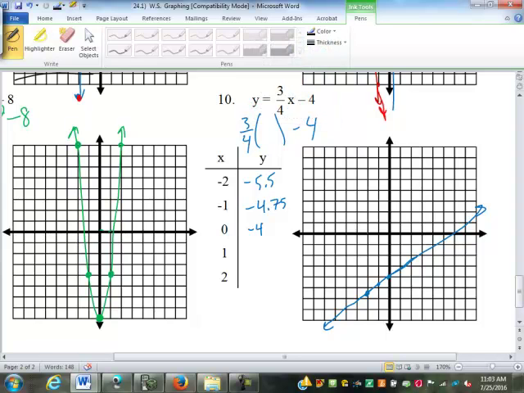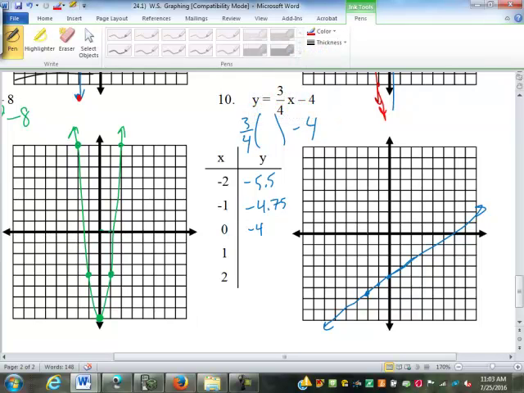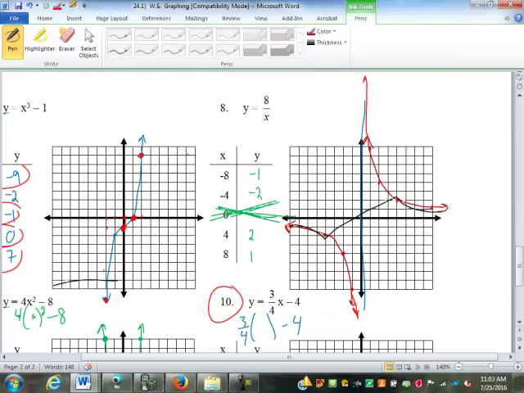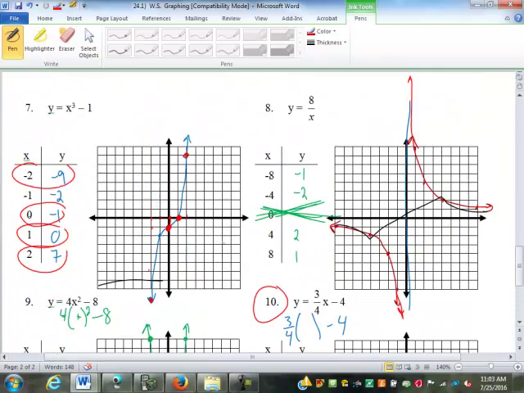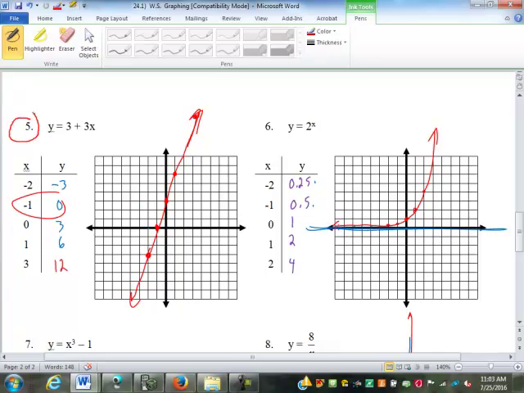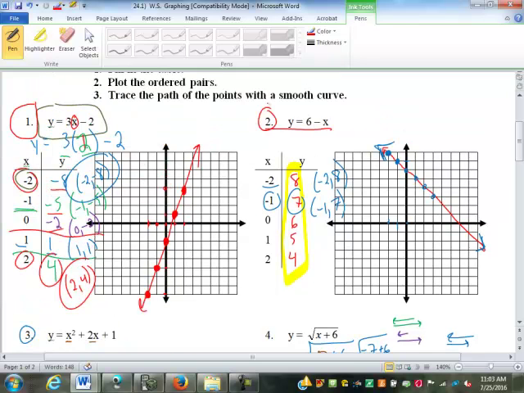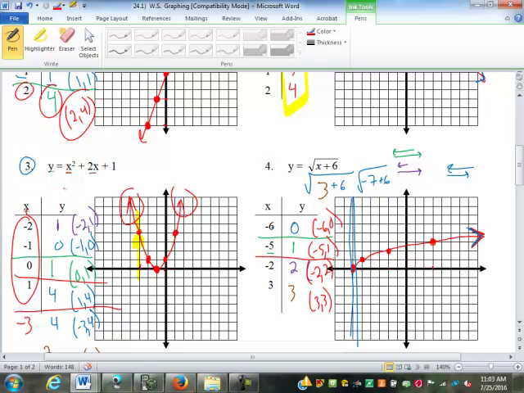Okay. Now here's what I want you to really think about. There are 4 equations on this worksheet that give us straight lines. Number 10 is one of them. Number 5 gives us a straight line. And equations 1 and 2 give us straight lines. I want you to think about what is different about those equations compared to the other ones that don't make lines.